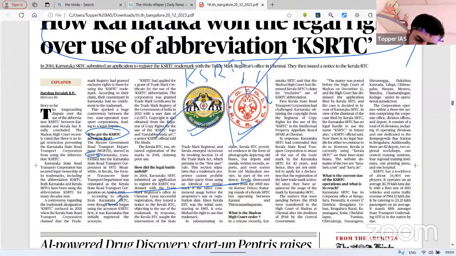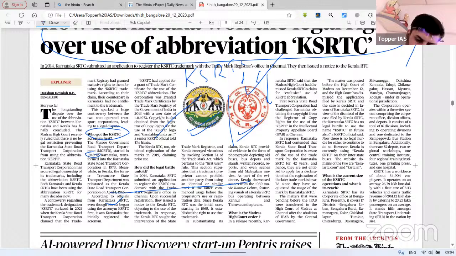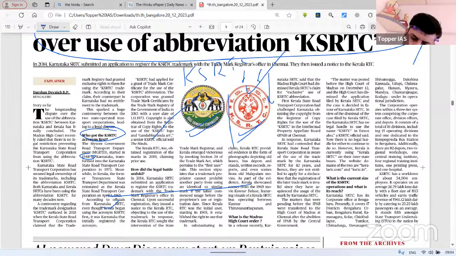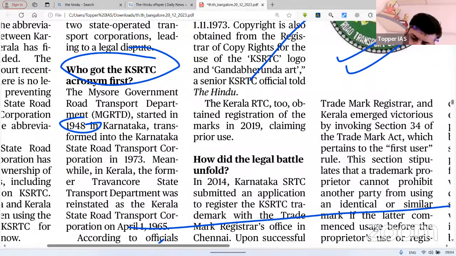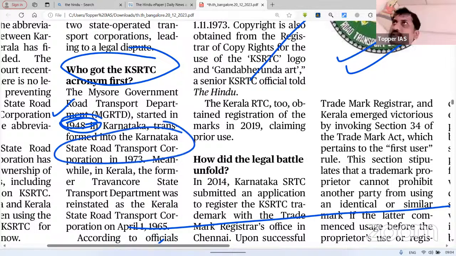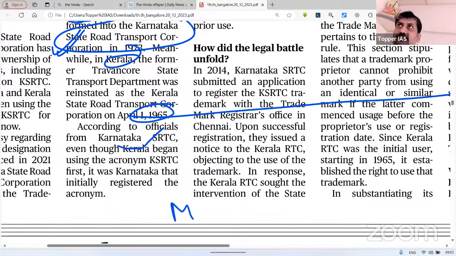See, earlier in 1948, it was Mysore. So obviously, Mysore Government Road Transport Department. So later it became Karnataka, and then it became KSRTC. In 1973, we know that Mysore was renamed as Karnataka. So it started with the state name in 48 itself. But Kerala actually started in 1965. But there it is Mysore, MSRTD. Then it became KSRTC.